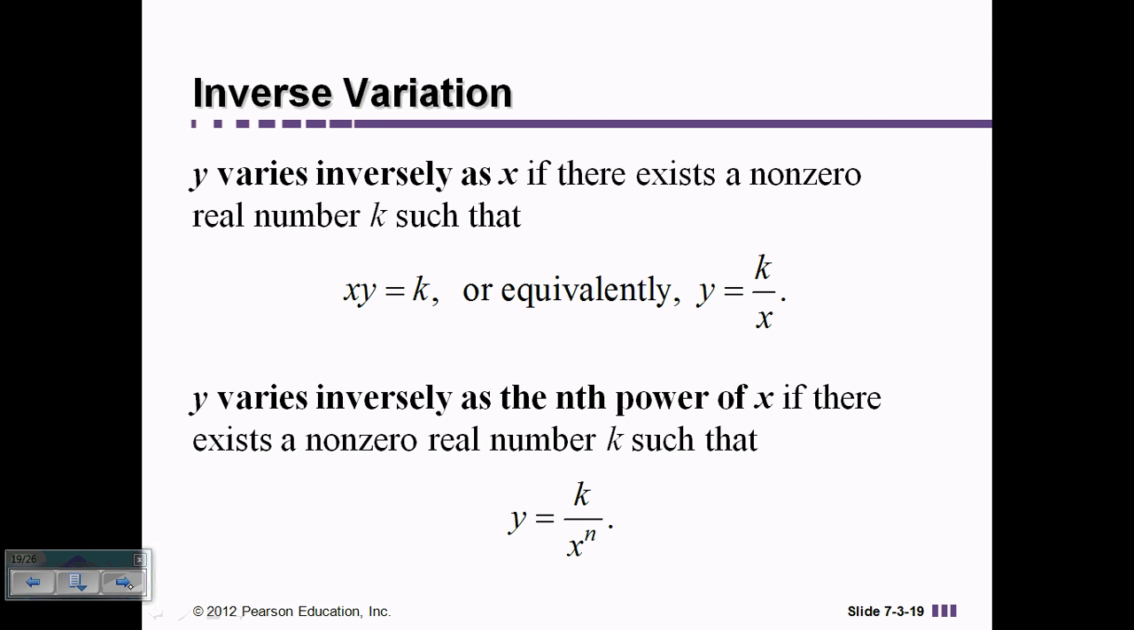So when we're talking about an inverse variation, the difference is that we're going to be looking at these formulas: x times y equals k. Remember the other one was y equals k times x. So that's the difference between the two. Another way of looking at this is that y equals k over x. So if you see that it's talking about an inverse variation in the problem, then you're going to use the k over x formula. If you see it says that it varies directly, then you're going to use the y equals k times x formula.